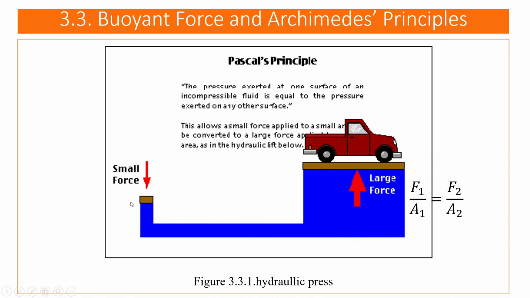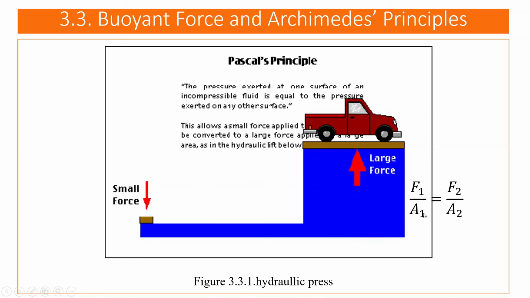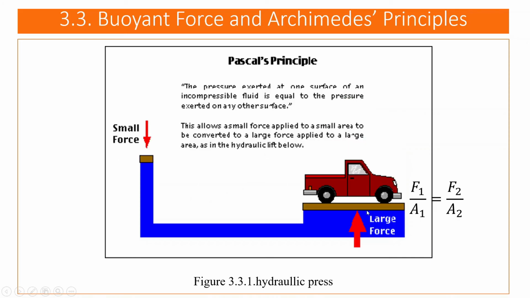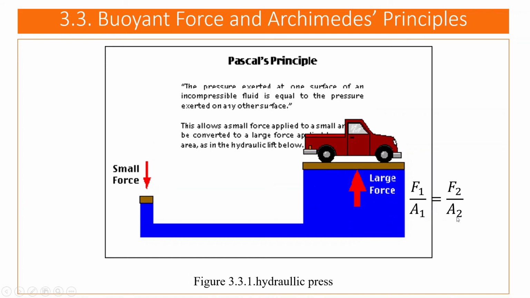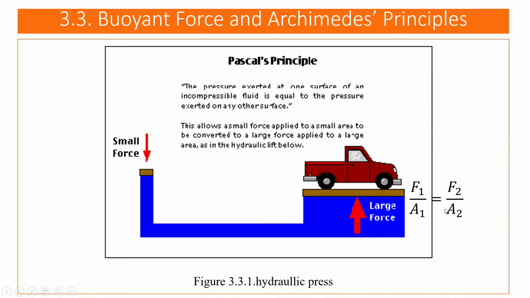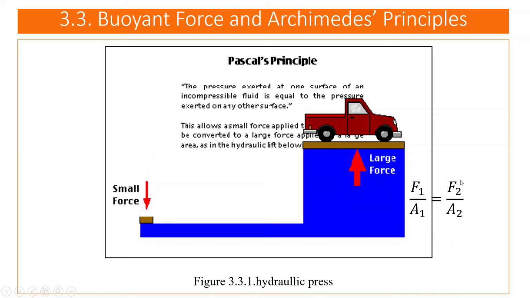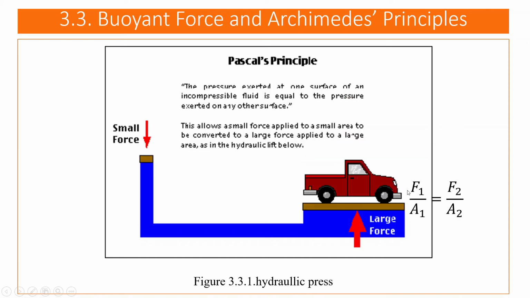So if we consider this one is pressure 1, let's take this one as pressure 2. So pressure 1 is equal to pressure 2. Pressure 1 is force 1 over area 1. Pressure 2 is equal to force 2 divided by area 2. So with this we can easily find the unknown values. Sometimes area 1 and area 2 will be given, and you are required to find maybe F2 by having the value of F1.